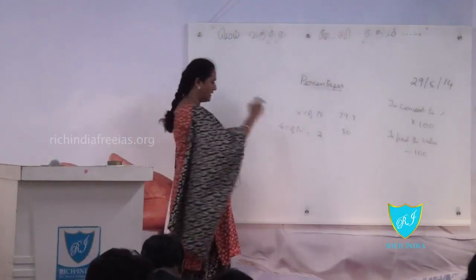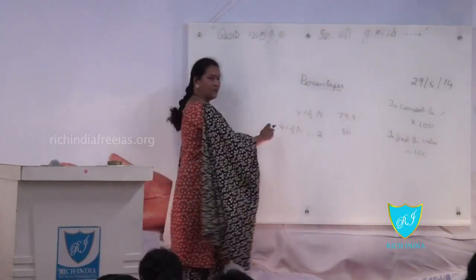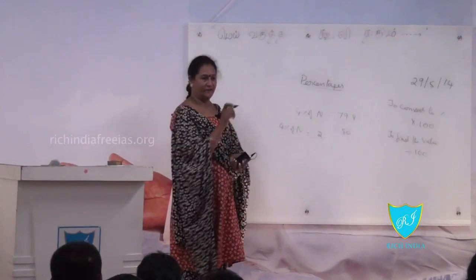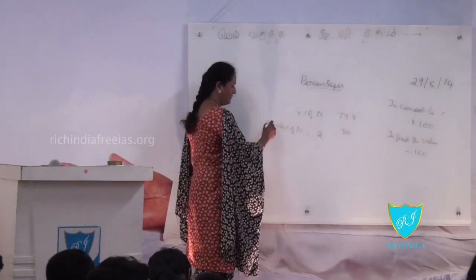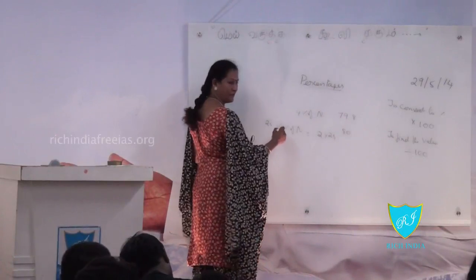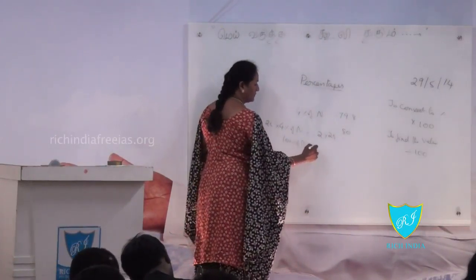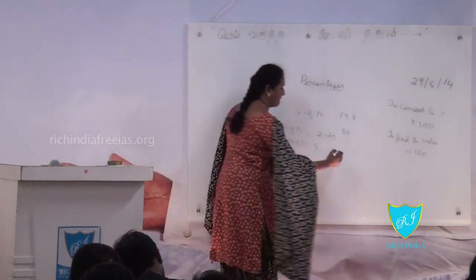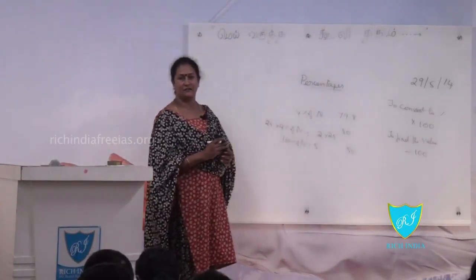When you need that number, it means that you need 100%. So how can you get 100 from 4? Multiply by 25. You understood? Multiply this with 25, and on this side also with 25. So 4% times 25 gives 100%. So 25 into 0.2 is 5. So 5 is the answer.